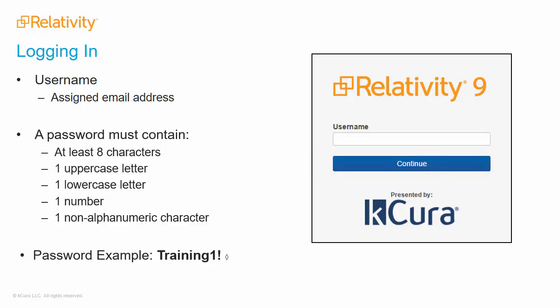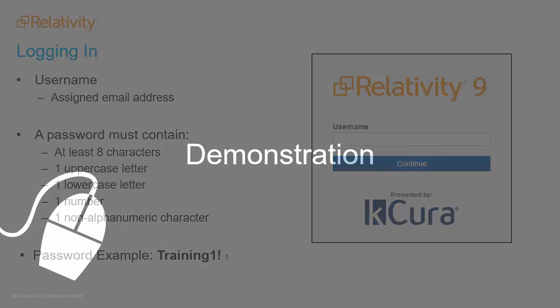So for example, the password that you see here, training1!, is a password that Relativity would accept. You can see that it has mixed case, it includes a number, it has a non-alphanumeric character, and it is at least 8 characters long. To log in, you'll simply enter your username, click Continue, and then enter your password and click Continue again. Once logged in, you'll be directed to Relativity Home Mode.